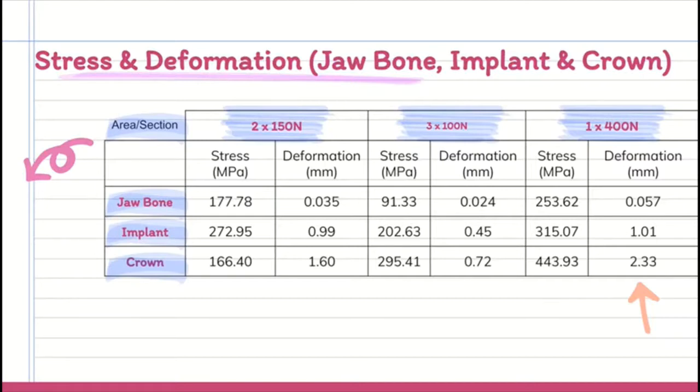So as we can see from the table, it's observed here that the maximum strain is experienced by the crown followed by the implant. The deformation shows that the crown is the most affected part of the section when it comes to dental implant fixtures.